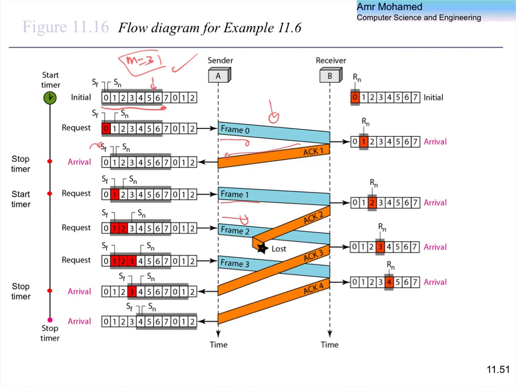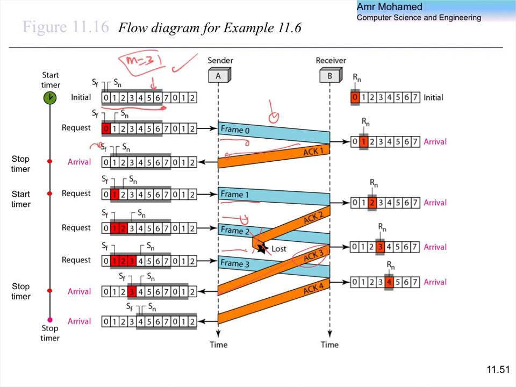But the acknowledgement for frame 2 is lost. This is a good advantage for Go-Back-N. Because of the fact that the window size is 7, I can send frame 3, I can send frame 4, I can send frame 5, I can send frame 7, I can continue sending.